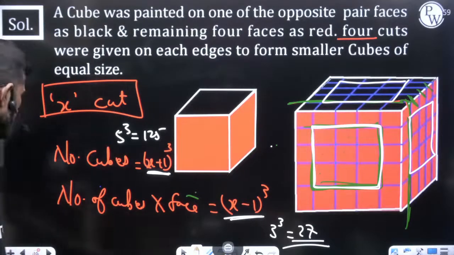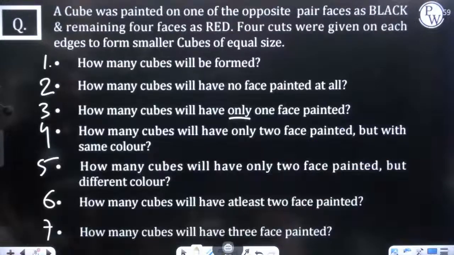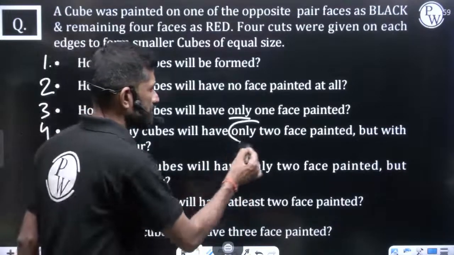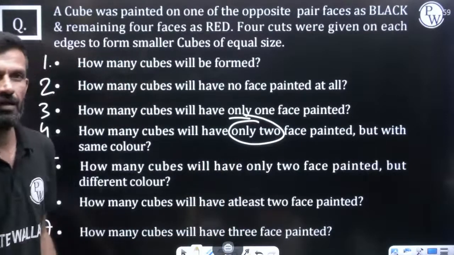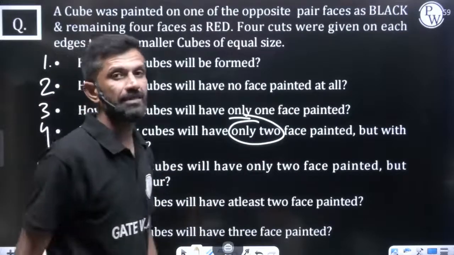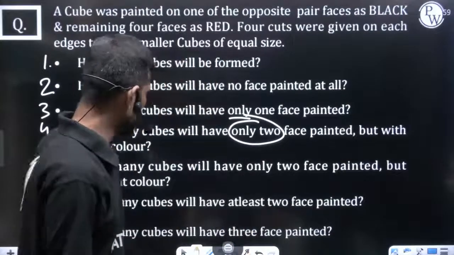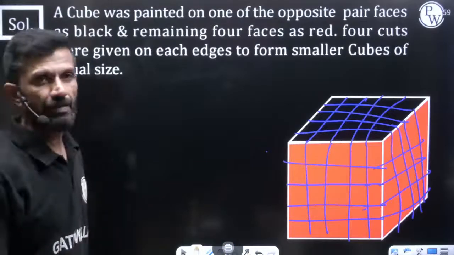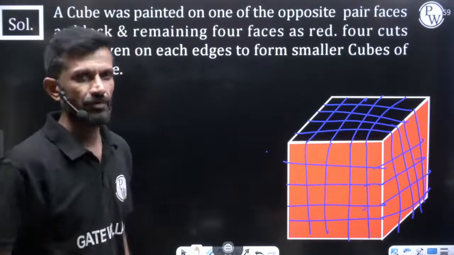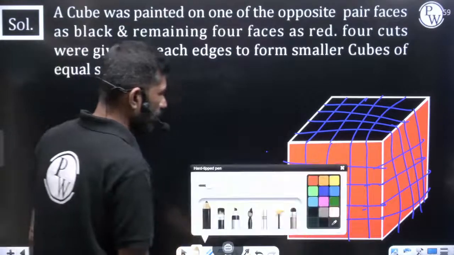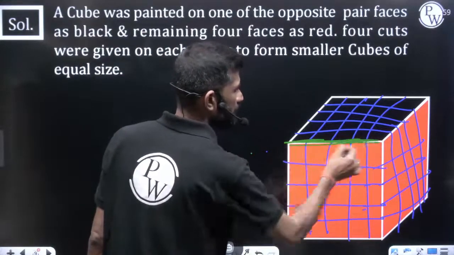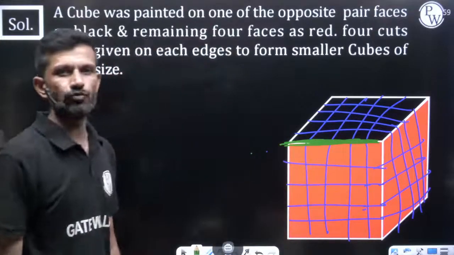Very good, very good. Moving to the next question. How many cubes will have only two faces painted, with the same color? First of all, we have to understand where we will get two faces painted. Two faces painted will always come on edges. Like here, on this edge, you will get two faces painted.